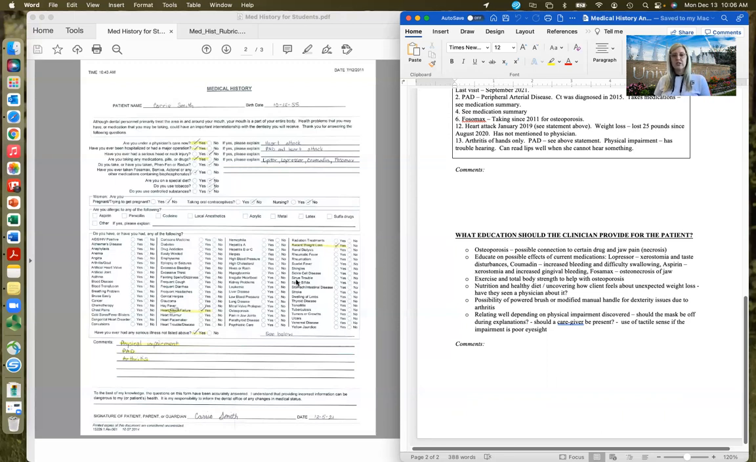Educating our patient on the current effects, or the possible effects, of some of the current medications. Many of you mentioned xerostomia, which is good. That's not the only possible side effect of these medications, and so we need to go through them. With Lopressor: xerostomia, taste disturbances. With Coumadin: increased bleeding and difficulty swallowing. And that is a huge one, okay?